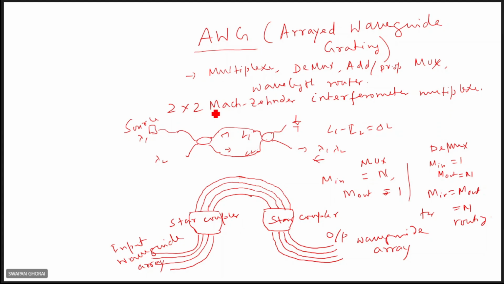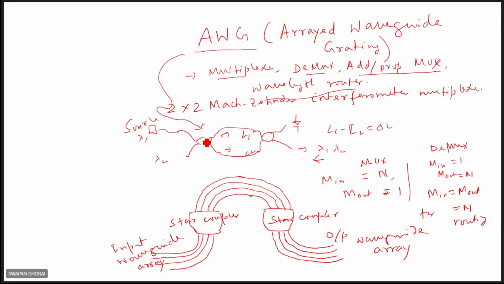Arrayed waveguide grating, which can be used as a multiplexer, a demultiplexer, an add-drop multiplexer, or a wavelength router. So various applications are there for arrayed waveguide gratings. In fact, it is based on the Mach-Zehnder fiber interferometer. The Mach-Zehnder interferometer is a closed interferometer.